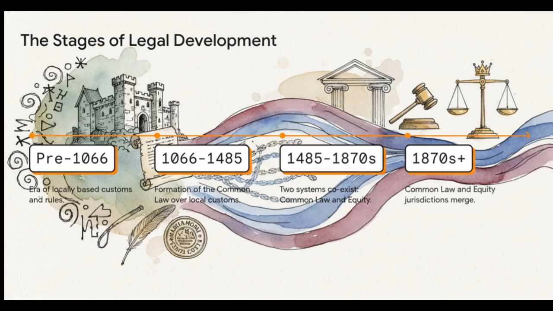The new kings, they had a pretty radical idea. What if we had one law that was common to everyone? And that ambition kicked off a struggle that lasted for centuries, creating these two parallel legal systems that, believe it or not, didn't officially merge until the 1870s.